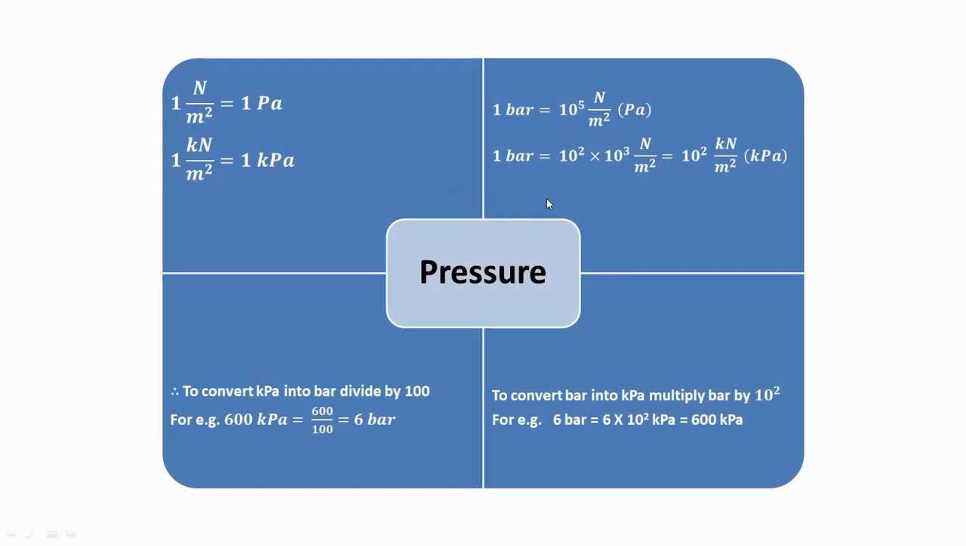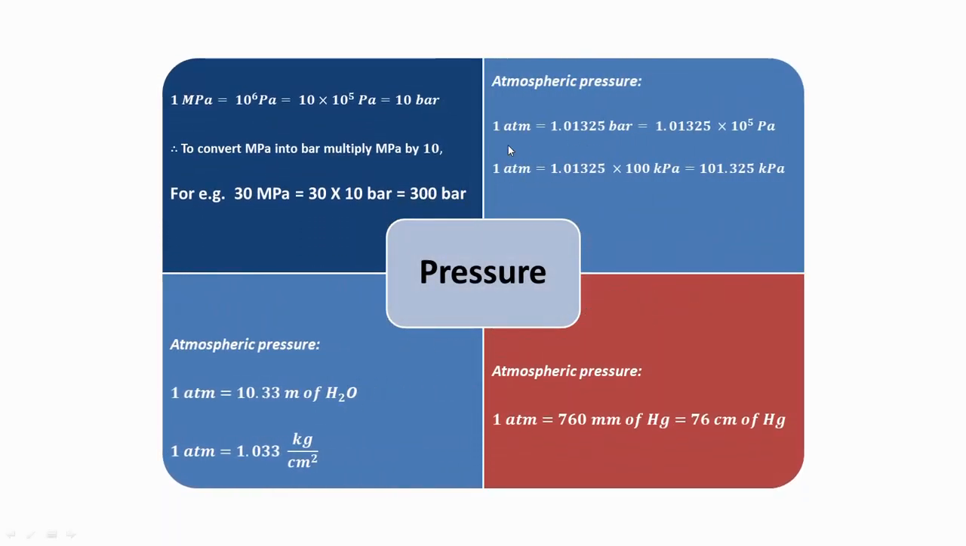As you have seen in the earlier case, 1 bar is 10 raised to 5 Newton per meter square. So the same concept we have used over here. In place of this 10 raised to 5, we have substituted bar. 10 raised to 5 Pascal has been substituted as bar because 1 bar is 10 raised to 5 Pascal. So to convert MPa into bar, we have to multiply MPa by 10. For example, if it is 30 MPa, then 30 into 10, it will be 300 bar.